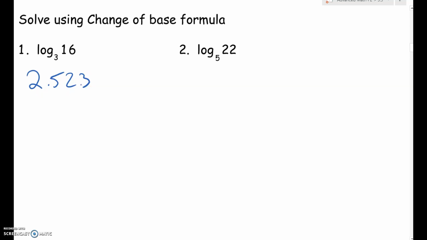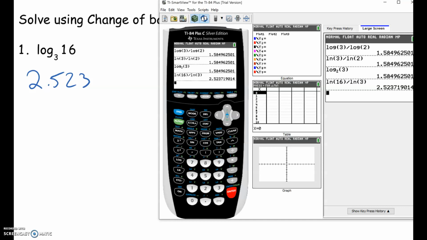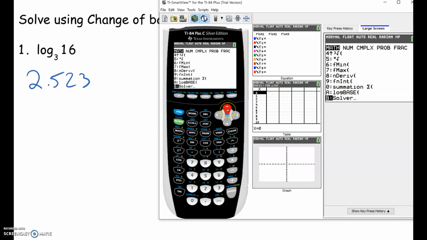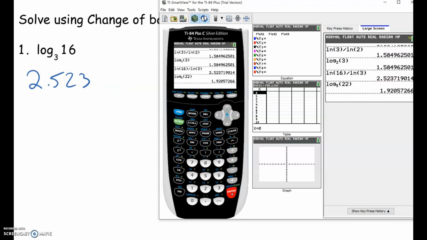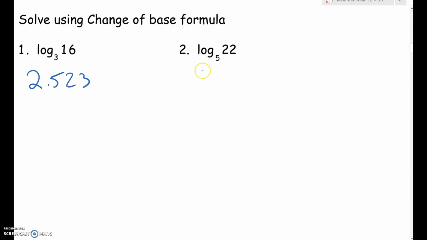Okay. And the next one, the last one here, let's see, log 5 of 22. So let's use the change of base formula again. I'm going to go this way instead. It's quicker. So we're going to put 5, and we're going to go 22. And 1.921. Okay, so that's how we can get answers to logarithm problems that we don't know. Like this one, I could not get it. I know it's some decimal.